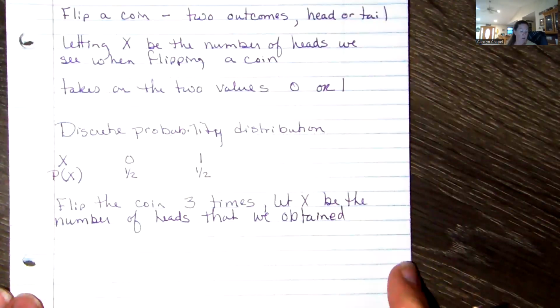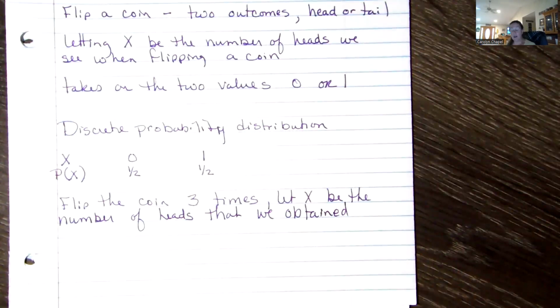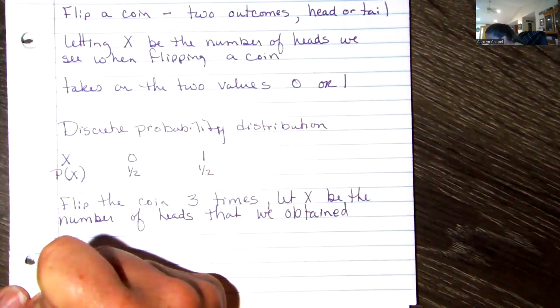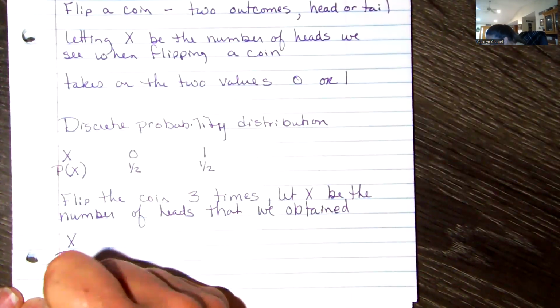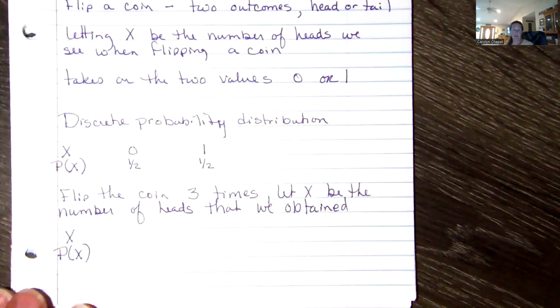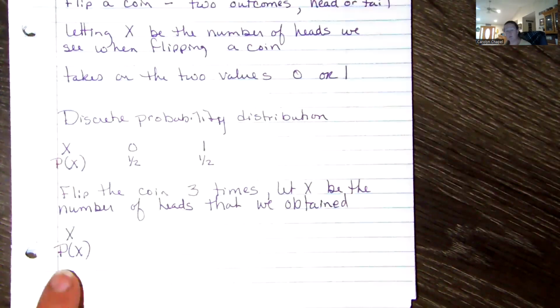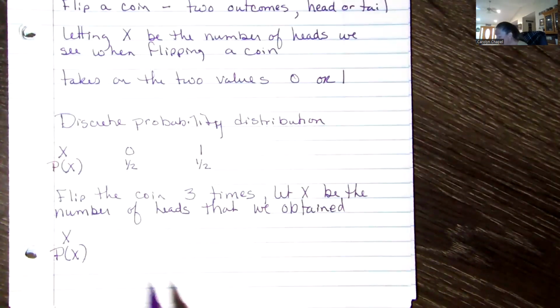Okay, and we want to, again, write our discrete probability distribution. Discrete because X only takes on certain finite values. So again, I'm going to write my X, and I'm going to eventually write my P of X on here, but I'm going to have to remember how we do that. We're flipping our coin 3 times, so X is going to be the number of heads that we get.